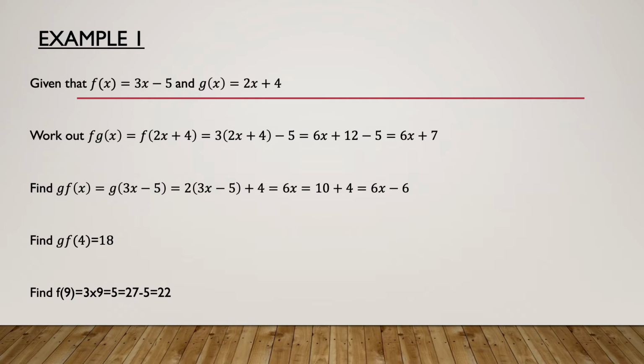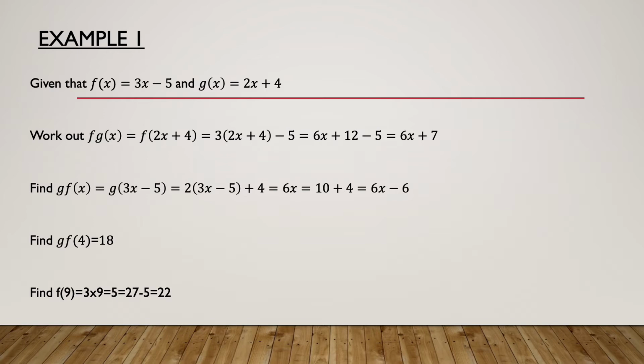So I get f of 2x plus 4, and all I do here is replace x in the function f of x with 2x plus 4. So the right-hand side becomes 3 brackets 2x plus 4, brackets close, minus 5. If I expand that, I get 3 times 2x, which is 6x, and 3 times 4, which gives me plus 12. So I get 6x plus 12 minus 5, which is equal to 6x plus 7, or 7 plus 6x. Either way is the correct answer.